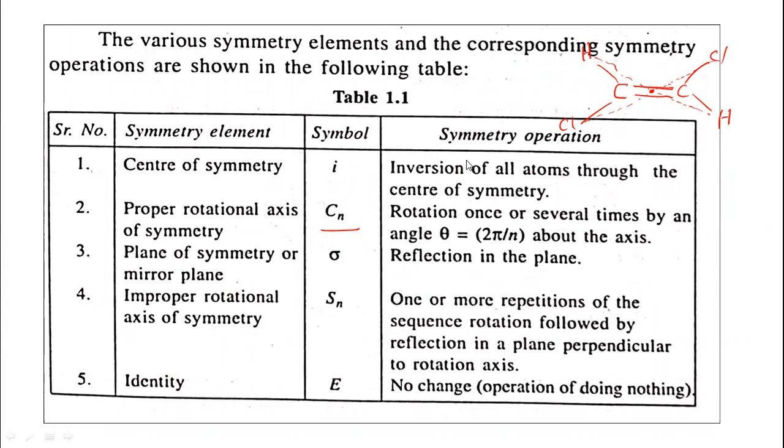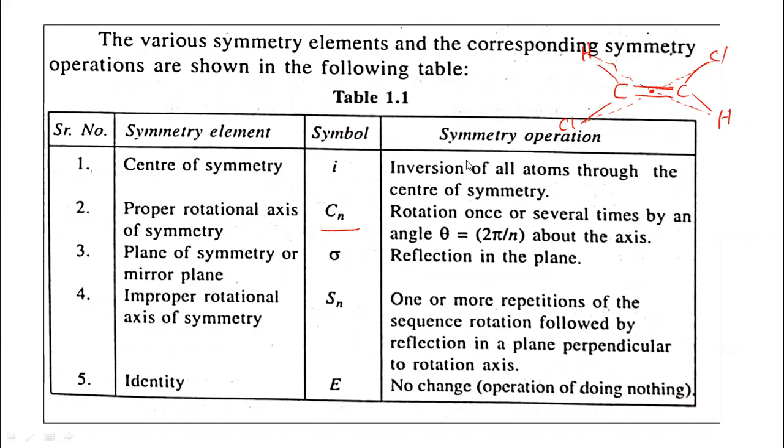Third symmetry element is plane of symmetry or mirror plane, sigma. Fourth symmetry element is improper rotational axis of symmetry, Sn. And the last one is identity, and the symmetry operation is no change. We know that symmetry element and symmetry operations are related to each other. Without symmetry operation, we cannot show the symmetry element, or without symmetry element, symmetry operation is not possible.